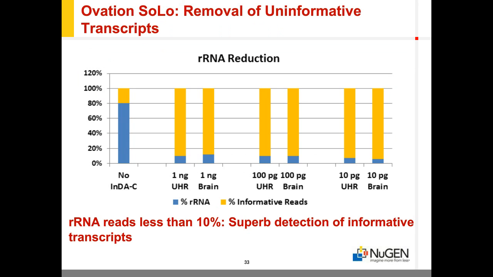As shown here, the incorporation of InDA-C probes to ribosomal RNA transcripts within the Solo workflow is highly efficient. We tested the percentage of final library reads that map to ribosomal RNA sequences in a range of input levels from both UHR and human brain RNA controls. Without InDA-C, close to 80% of reads map to ribosomal RNA transcripts. However, InDA-C effectively reduces final library ribosomal RNA reads to less than 10%, providing superb detection of informative transcripts and providing a greater return on your investment in transcriptome sequencing experiments.